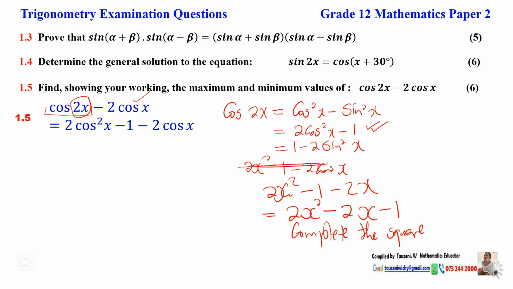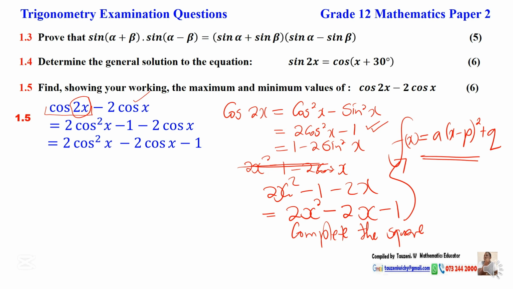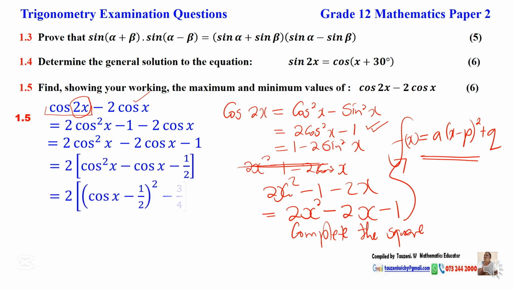If you complete the square in a quadratic expression, it will look like this. F of x is equal to a factor of x minus p squared plus q. This is a quadratic expression after completing the square. So in this expression, we want to complete the square so that we can then determine what the maximum and minimum are. I am taking it that you know how to complete the square already. If not, then you may need to have a look at how to do it and revise.